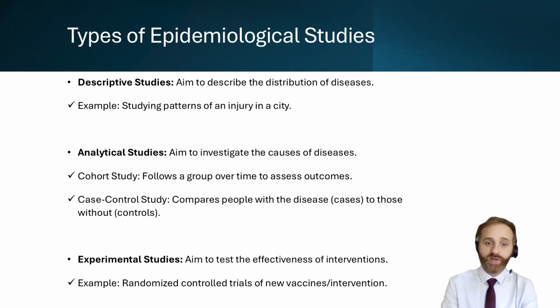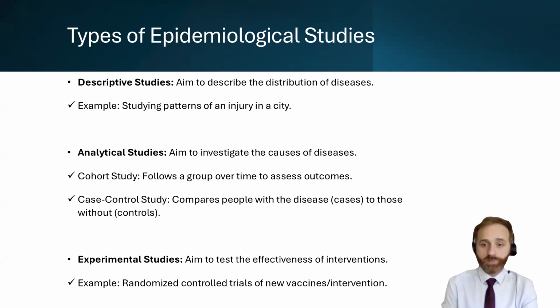On the other hand, for case control studies, we compare people with diseases, which are the cases, to those without the disease. And we go back to their history and see which one of these groups were affected or exposed to the risk factors or initially had the risk factors, so we can link them together.